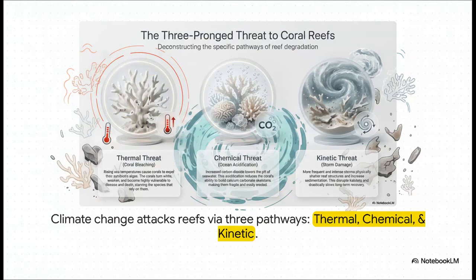And this is the part you really need to remember. Climate change attacks reefs in 3 specific ways. First, you've got thermal stress. That's rising sea temperatures literally causing coral bleaching. Second is chemical, ocean acidification, which makes the water corrosive and weakens their skeletons. And finally, there's kinetic force, stronger, more frequent storms that just physically smash the reefs to pieces.